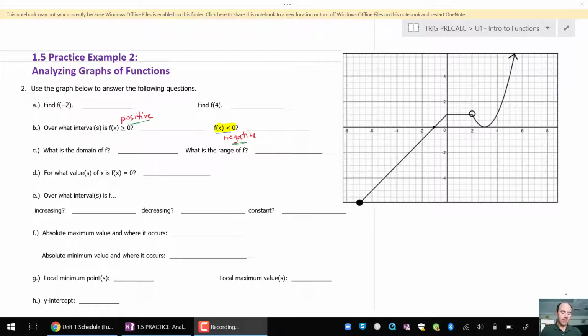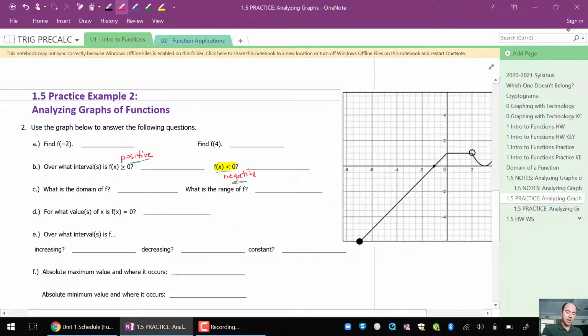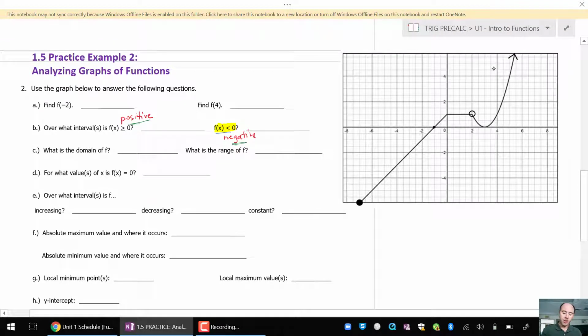So number 2a says to find f of -2 and then f of 4. Those are function inputs. And to find the matching outputs, I just want to go to the picture and see where the picture is at the address of, in this case, -2, and over here at 4. So it looks like at -2, the function output would be -1. 4 has an output of +1. So the inputs are the x and the outputs would be the y's.